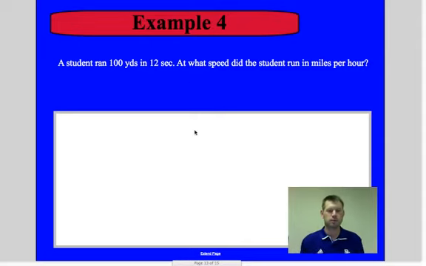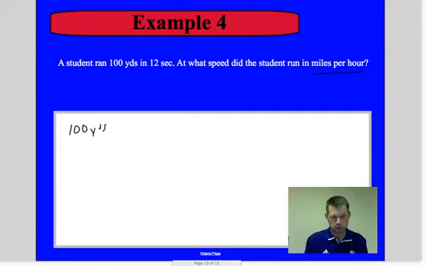Okay, well, let's look at example 4 here. A student ran 100 yards in 12 seconds. At what speed did the student run in miles per hour? So what we have to understand here is we have miles per hour. Okay, so we're working with yards and seconds. As we look at this, we say 100 yards, and we're going 12 seconds. We have two different units here, so we have to make one big conversion. We're going to start with yards.